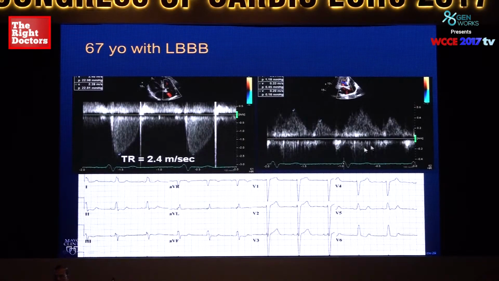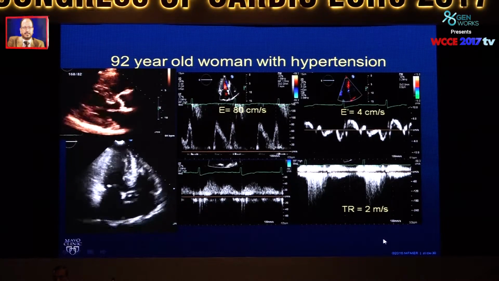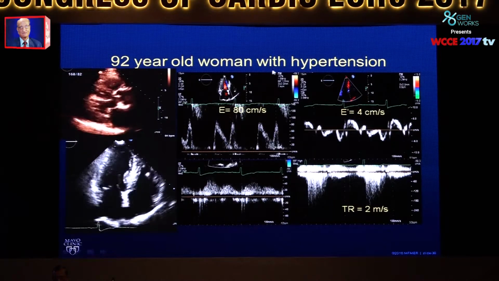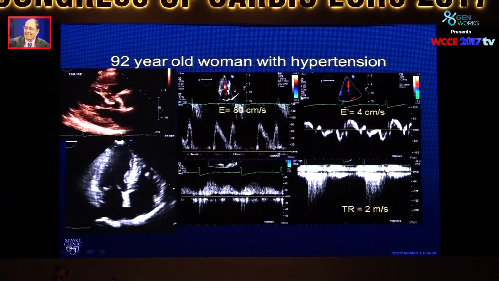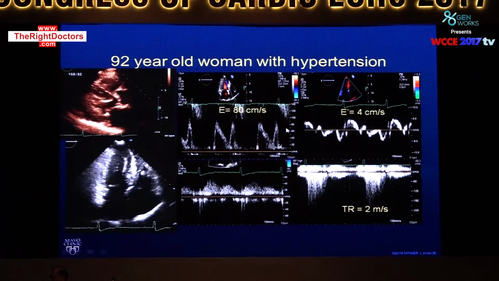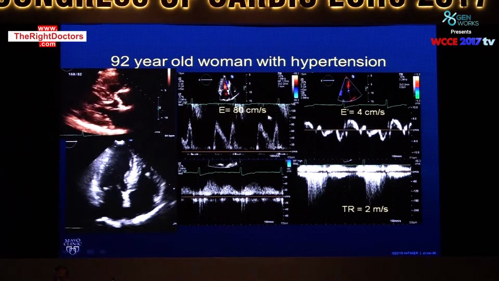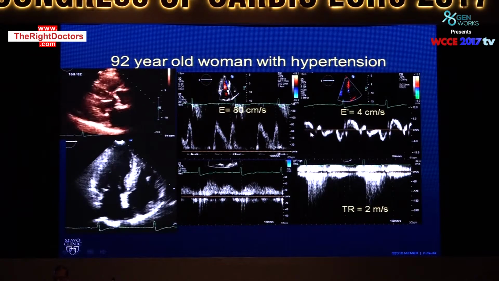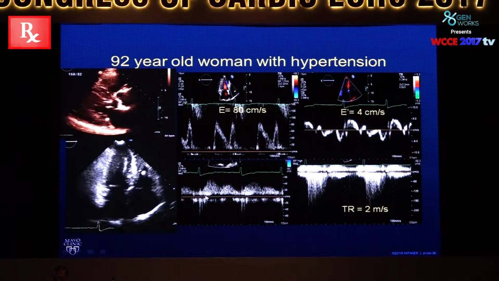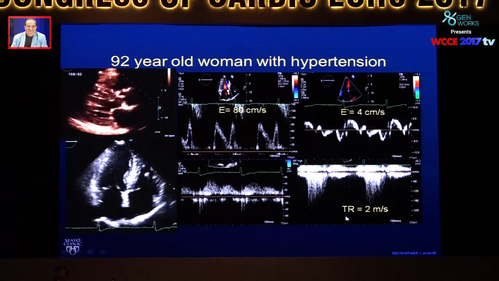I just want to skip this one, bundle branch block, and finish up with mitral annulus calcification. This is a 92-year-old person with hypertension. I'll take about a minute or two to finish up here. The E velocity is 80 centimeters per second. E prime is 4. So E over E prime is 20, indicating a very high filling pressure, but the pulmonary vein tells you normal filling, with predominant systolic flow, and TR velocity is only 2 meters per second. There's a discrepancy here in this person, right?